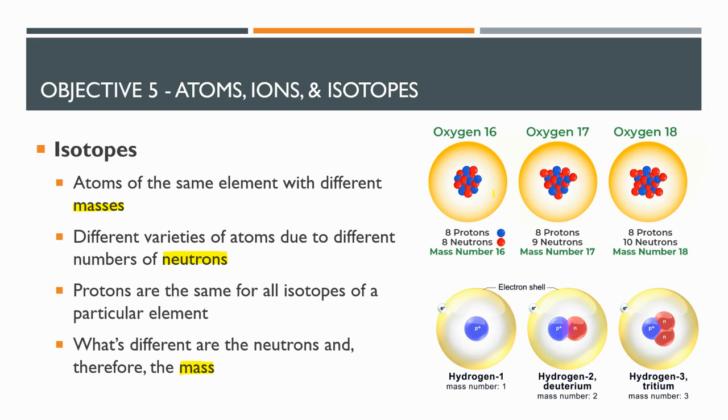So they're all oxygen because they all have 8 protons, but the individual masses of these will vary depending on the number of neutrons that they have. And so these are what we refer to as isotopes, okay? The number of neutrons doesn't change how it behaves or anything like that. It simply changes the mass for that particular atom.